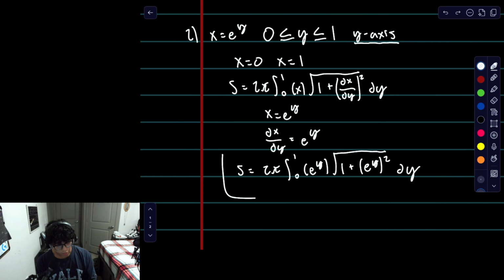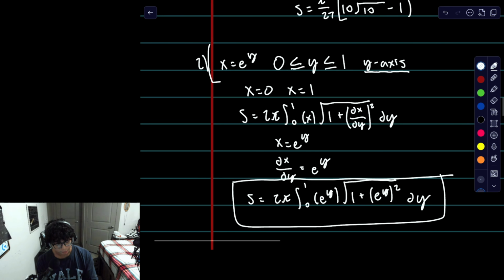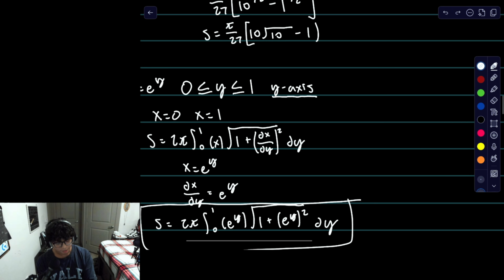Now this is one of those problems where all you have to do is set up the integral, so if you paused and tried to solve it, I apologize if it took you really long or if you just couldn't figure it out, but I may have forgotten to say set up the integral.